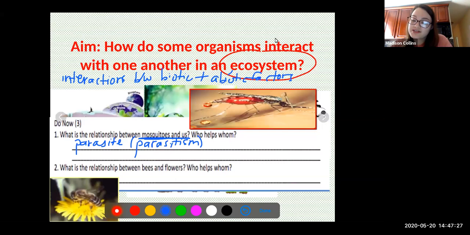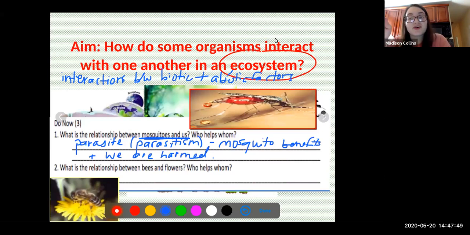So one organism is benefited. I'm going to say the mosquito. Mosquito benefits, and we are harmed. All right, so we're helping the mosquito, but the mosquito is not helping us.